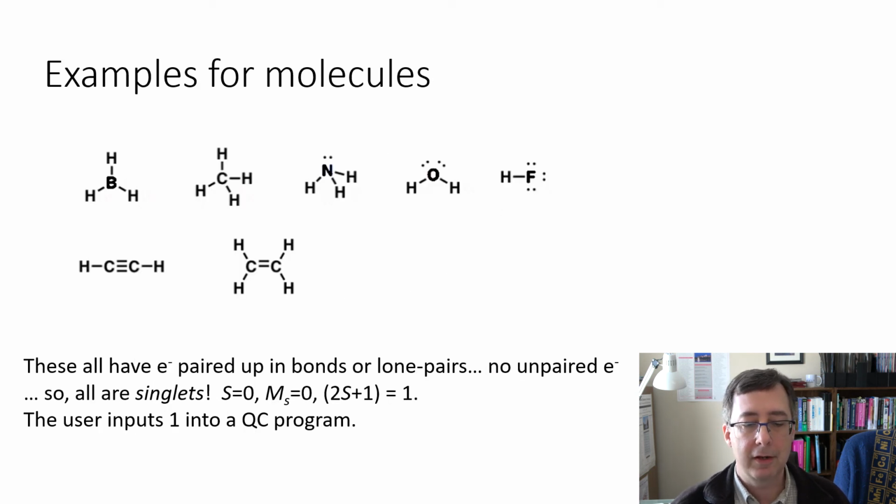So to try to summarize what I've just said, if I have plain, boring, normal molecules where all the electrons are paired in single bonds or double bonds or lone pairs, everything's paired up, so they're all singlets. So S equals 0, m sub s equals 0, 2S plus 1 equals 1, and you put a 1 in the quantum chemistry program. So hopefully you have a bunch of these and life is easy.